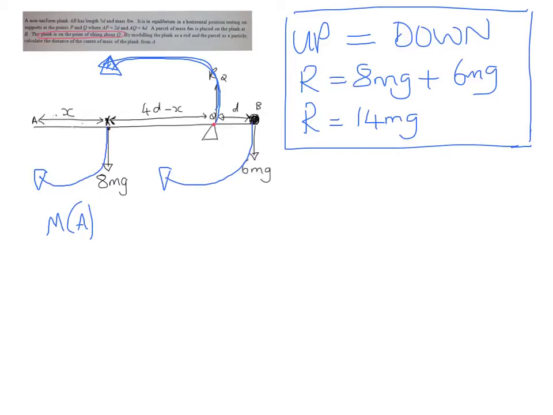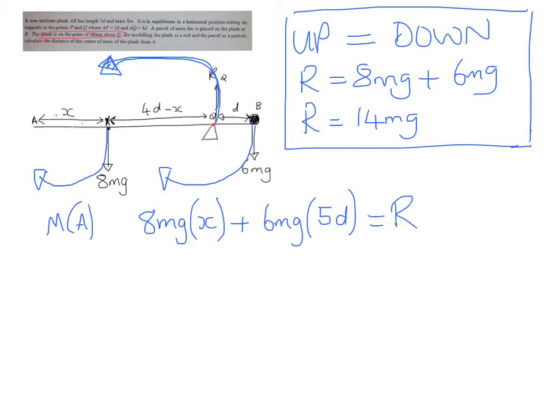So the moment of the force 8 mg is 8 mg times perpendicular distance to the pivot, which is x. And then we've got 6 mg, and the moment of the force 6 mg is the magnitude times the perpendicular distance to the pivot, which is 5d. And on the other side, we have got the force R, and its moment is its magnitude, which is R, times perpendicular distance to the pivot, which is 4d.